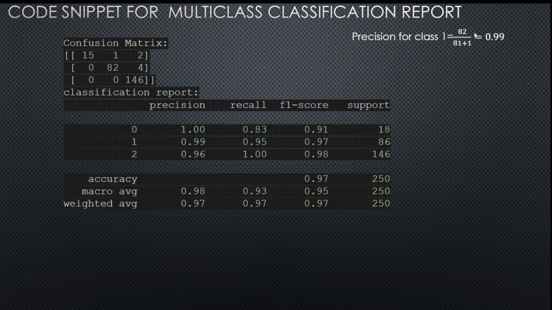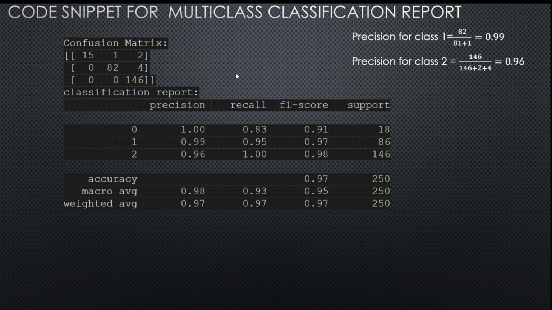I have presented here class 1, and the false prediction is 1 plus 0, 1. So 80, again there is a mistake here. This should be 82 plus 1, 83. So this is 98 point some values, rounded up to 99% is presented here.